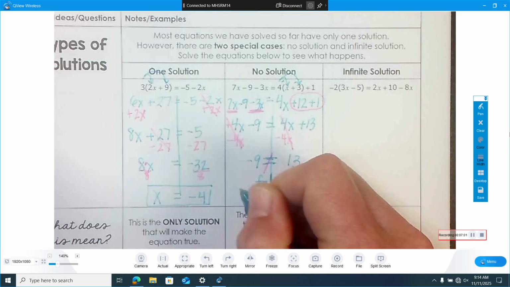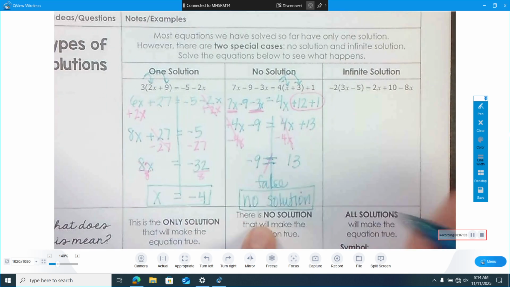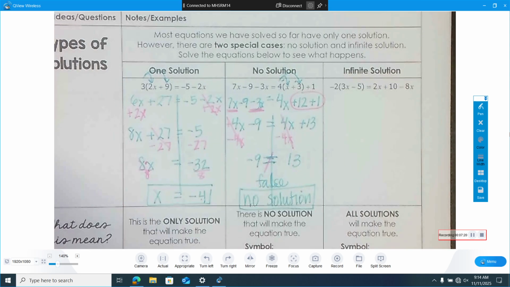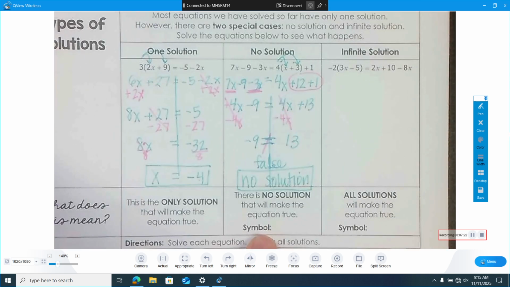Remember, everything in math is either true or it's false, which is what I love about math. There's not really any gray area. It says right or wrong, okay? This is an absolutely false statement. Negative 9 does not anywhere on Earth equal 13, and so we say there's no solution. So you could use the words no solution, which I think is a better answer.